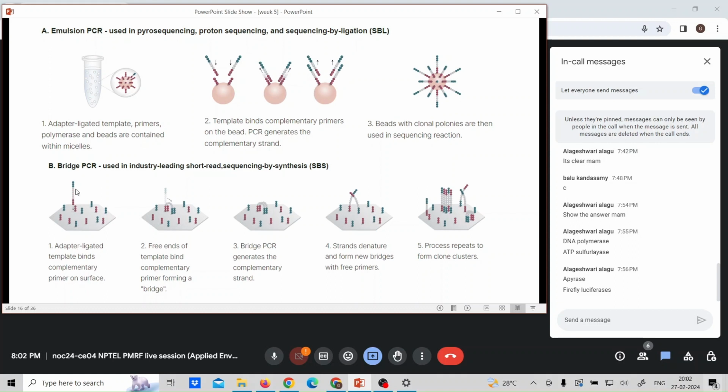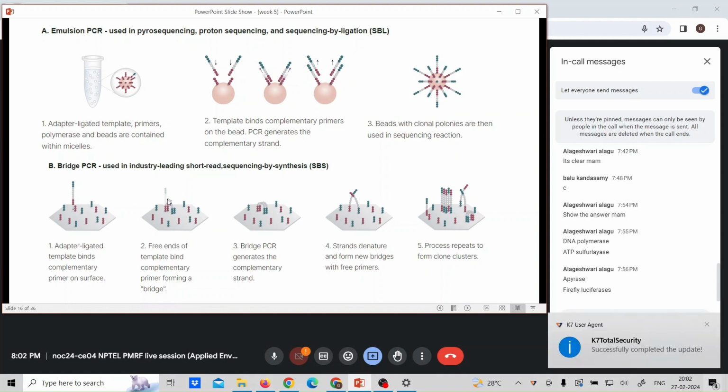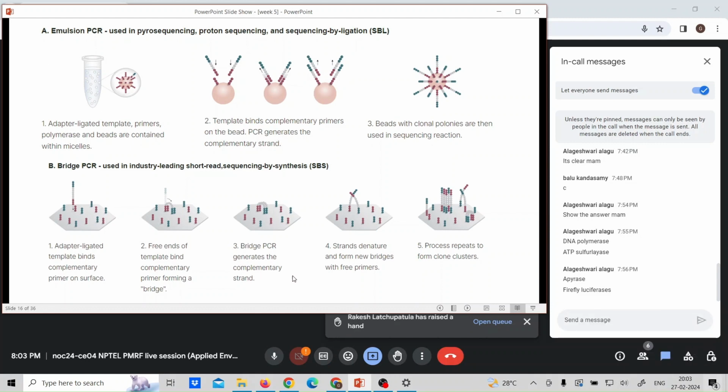In bridge PCR, the adapter ligated template binds a complementary primer on the surface, as shown here. After that, the free end of the template binds the complementary primer, forming a bridge. Bridge PCR generates the complementary strand, and finally you can also denature the strands and form new bridges with free primers. This is repeated to form clonal clusters.